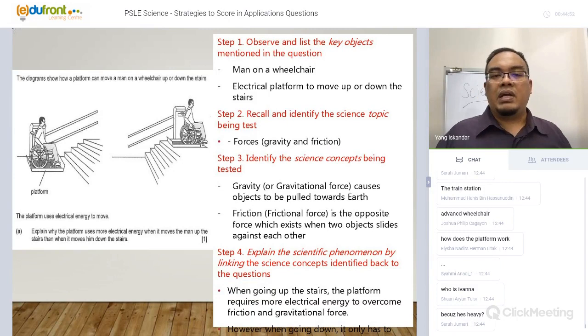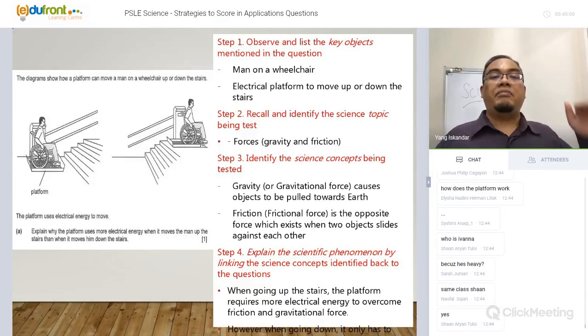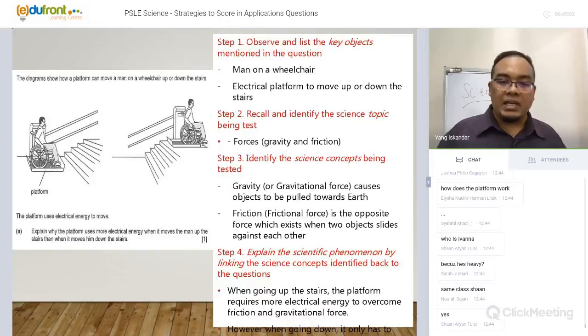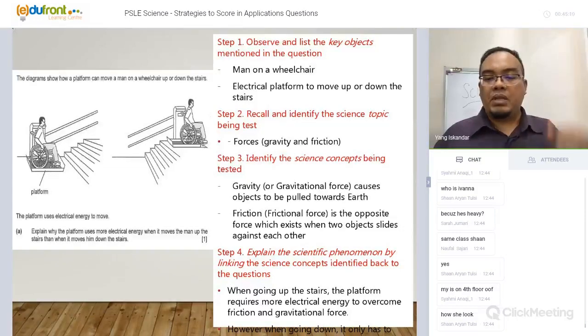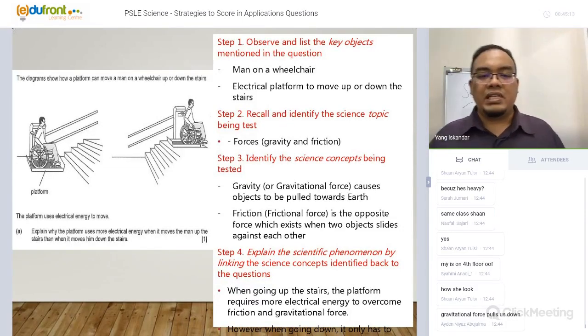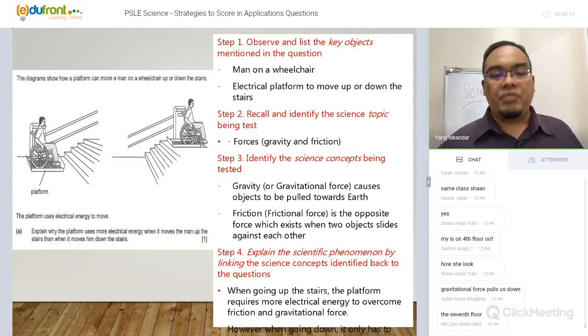All of you go to the canteen, right? If your class is on the 4th floor or the 5th floor, when you want to go to the canteen on the ground floor, you can literally fly down, right? But after coming back from recess, you need to go back up to your class. It becomes very, very tiring, right? Why? Why is it more difficult to go up as compared to going down? So very simple. We learn about gravity and we learn about friction, right?